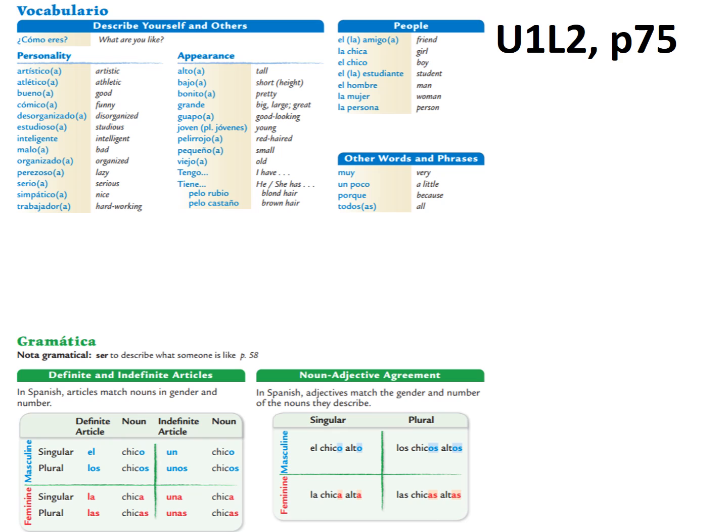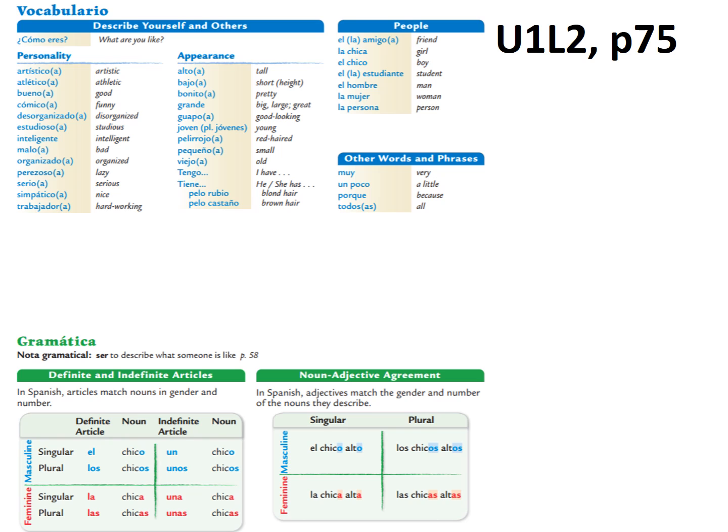Tengo means I have. Tiene means he has or she has, and you could use it in this context. Tiene pelo rubio. He has blonde hair or she has blonde hair. Or tiene pelo castaño. He has brown hair or she has brown hair. El amigo is masculine friend. La amiga is feminine friend. La chica means girl. El chico means boy.